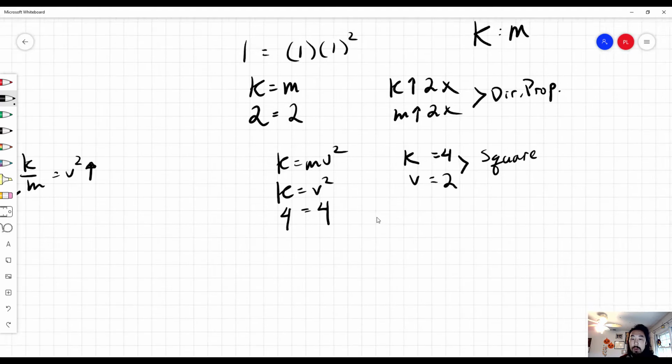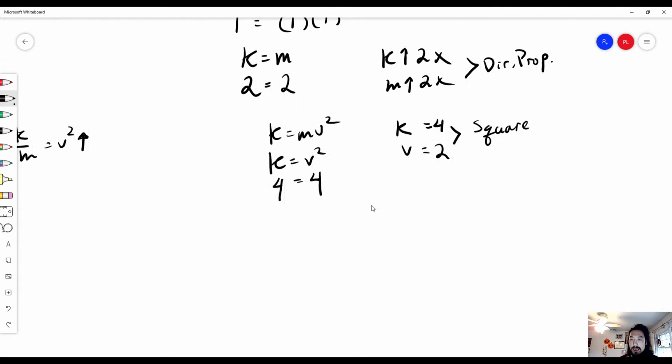We can try this with other numbers just to show you that it is not double but squared. Let's say velocity is 3. What would kinetic energy be? K equals v squared, so we have 3 squared, which is 9. So k has to be 9. Here, 3 squared gives us 9, and it gives us a square relationship.